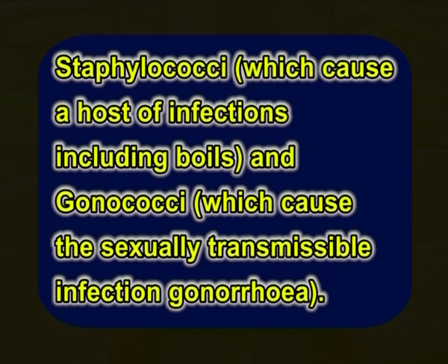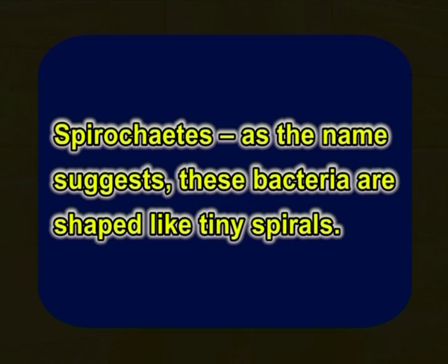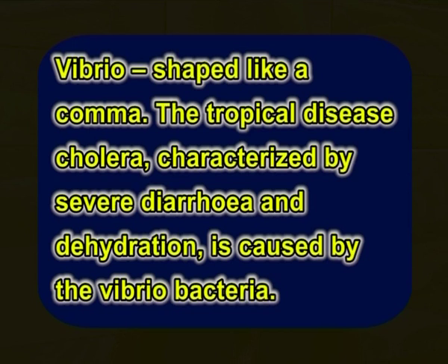transmissible infection gonorrhea. Then spirochetes, as the name suggests, these bacteria are shaped like tiny spirals. Spirochete bacteria are responsible for a range of diseases including the sexually transmissible infection syphilis. Then thirdly, the Vibrio, shaped like a comma. The tropical disease cholera, characterized by severe diarrhea and dehydration, is caused by the Vibrio bacteria.